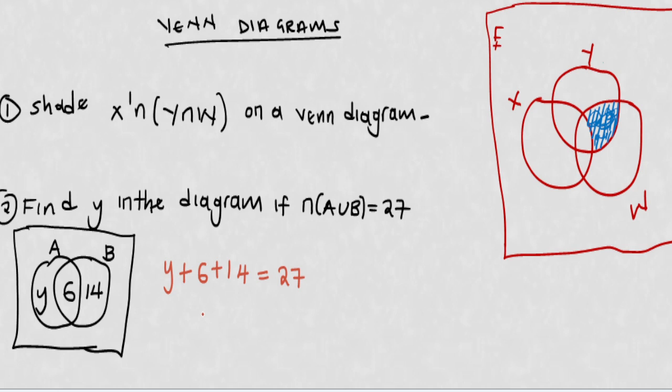So those should give us 27. So say Y plus 6 plus 14, which is 20, should give us 27. Y should be equal to 27 subtract 20, and we know that when 20 crosses the equal sign, it becomes negative. So 27 minus 20, we get 7. So this simply means the value of Y here is 7. So that is how best you can go about this one.